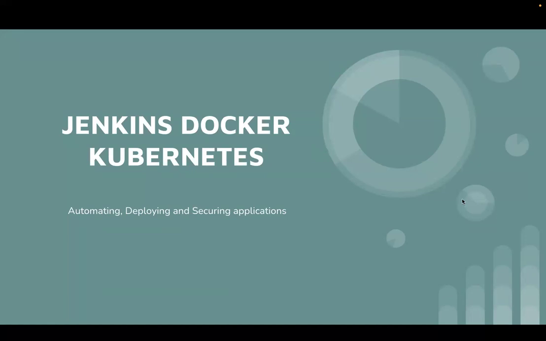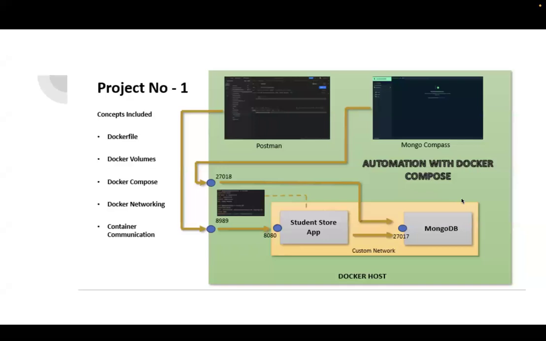Now, the first project in this course will be project number 1 with the help of Docker and Docker Compose. We will have a student store application and a MongoDB application. The student store application will be running on port number 8080, and the MongoDB application will be running on port number 27017. The student store application will be connecting with the MongoDB application on its port number.